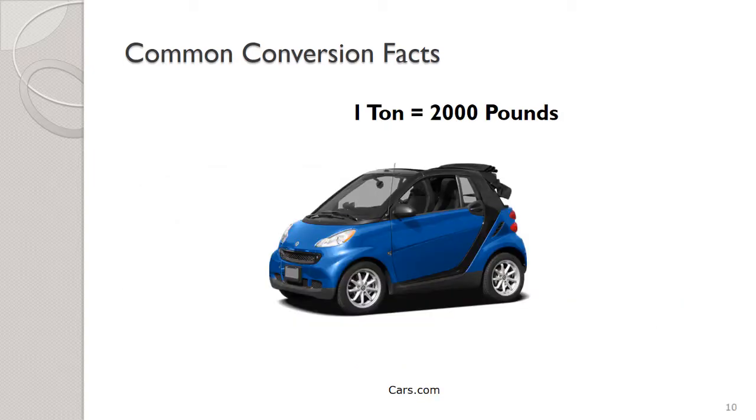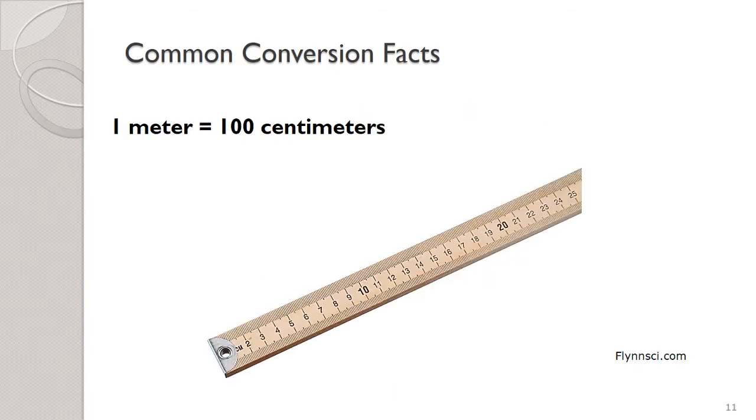A ton is 2,000 pounds. That's a real common one to know. And a small smart car, which I don't think are sold in the United States anymore, but a smart car weighs about 2,000 pounds. And then there's 2 metric facts that you should know. We've already seen some of these. We're going to explore more of them in part 2 of this topic.